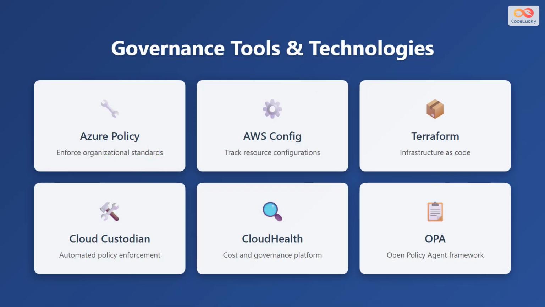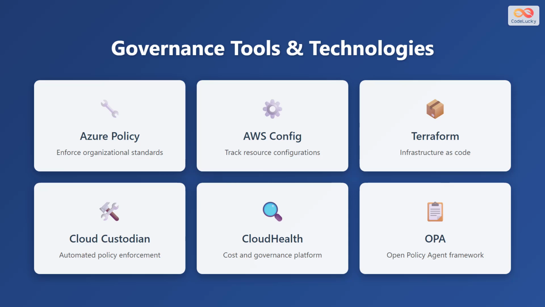Several tools help implement and enforce cloud governance. Azure Policy enforces organizational standards at scale across Azure resources. AWS Config tracks resource configurations and compliance with desired states over time. Terraform enables infrastructure as code, allowing you to define and version your infrastructure in code files.